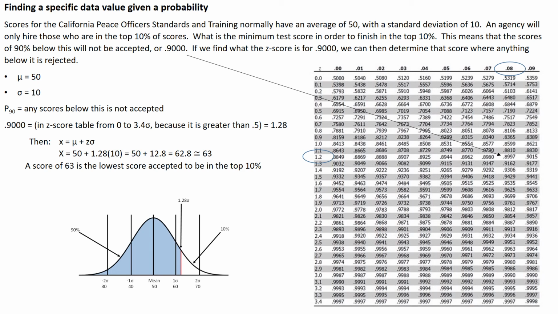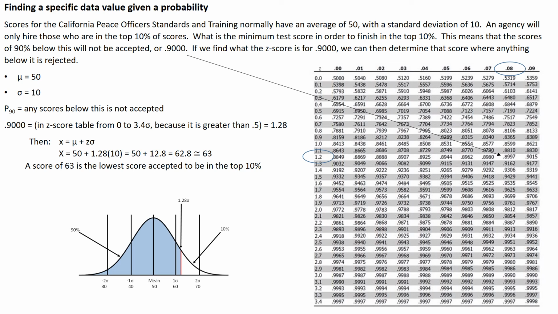Now, training guide here. Let's suppose, and this goes true for every state, policemen often have to take a test before they even go to a police academy. And what's interesting here is we read this. California police officer standard training normally have an average of 50 with a standard deviation of 10 on their test. Agency will only hire those in the top 10% of scores. What's the minimum test score in order to finish top 10%?